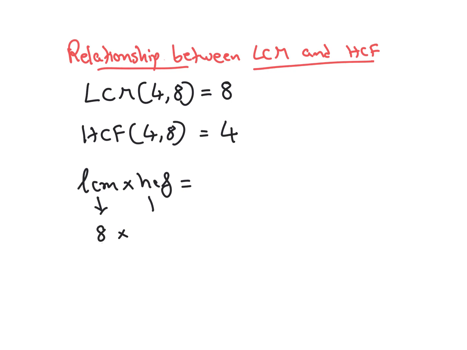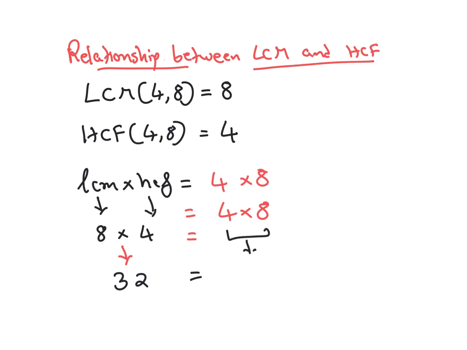LCM was 8 and HCF was 4. What were the 2 numbers whose LCM and HCF we were finding? They were 4 and 8, isn't it? Can you see the relationship now? 8 times 4 is 32. The LCM times HCF of these two numbers is 32. What were the numbers? 4 and 8. And you multiply them, 32.